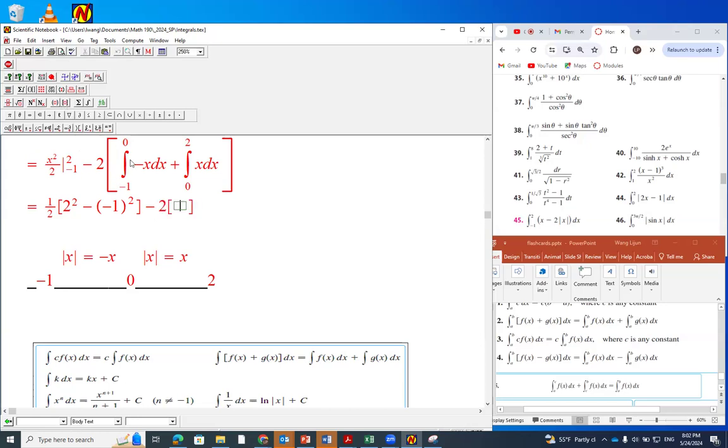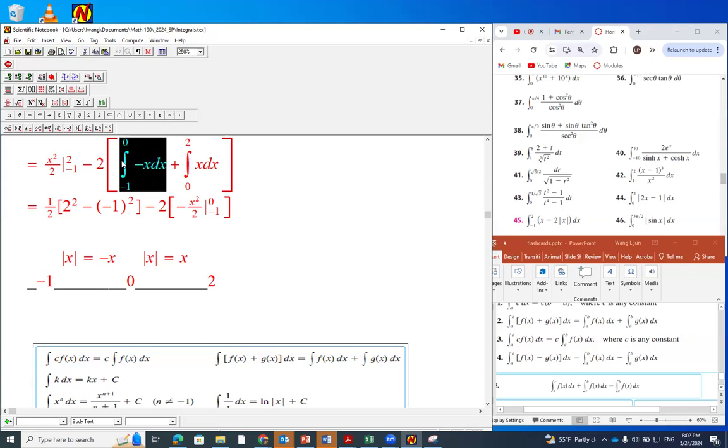If you want to keep it simple, I would like to keep it simple. There's a negative sign here, so you can put the negative sign outside. The antiderivative of x is going to be x squared over 2. Don't forget the negative sign in front of it. And then the limit is going to be from -1 to 0. So that's the definite integral on this part.